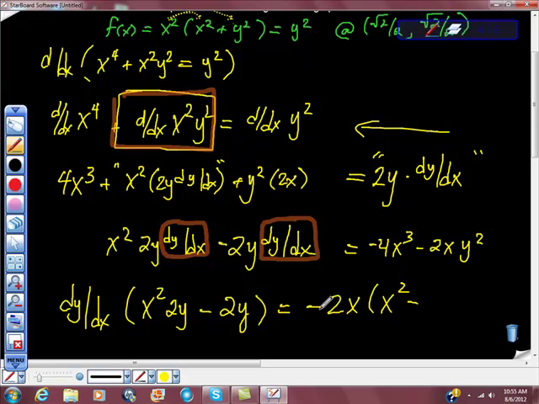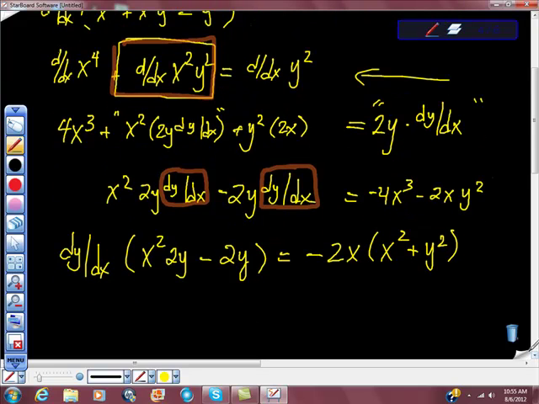Oh, I factored out a negative, so I have to put a plus in here, plus y squared. Somebody out there was waiting for me to screw that up. Good job, you guys. All right, so let's just keep moving. We're doing fine. This is not the easiest thing in the world, but we're going to be able to do this.